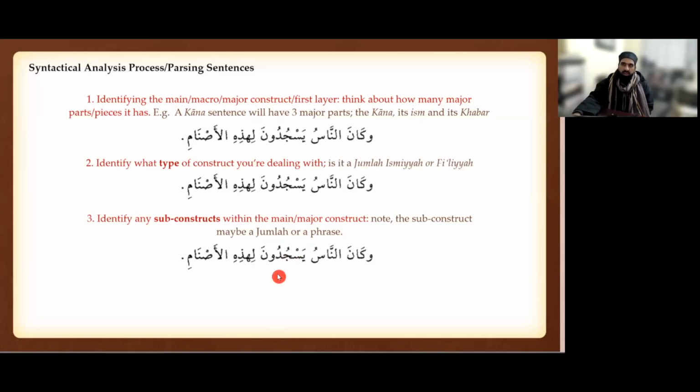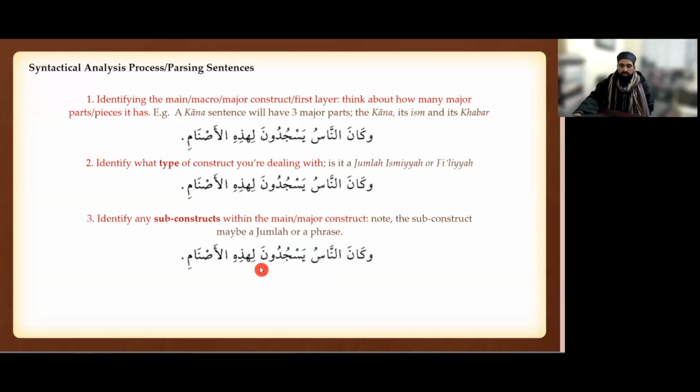So the minute you see a fi'l, your mind should trigger the fi'l process, right? I need a fa'il. And then are there any extras? How do the extras relate? And so on and so forth, right? So that's one. Another way that you identify subconstructs is by any phrasal construct that you see, which becomes a separate micro construct, or a subconstruct.